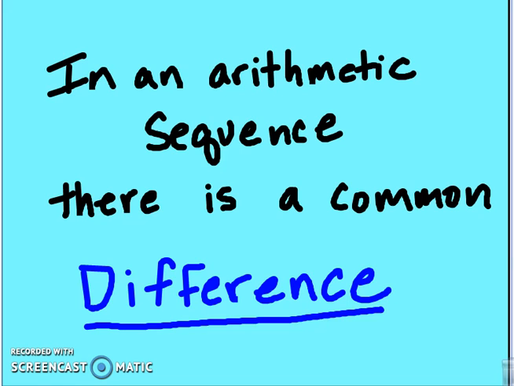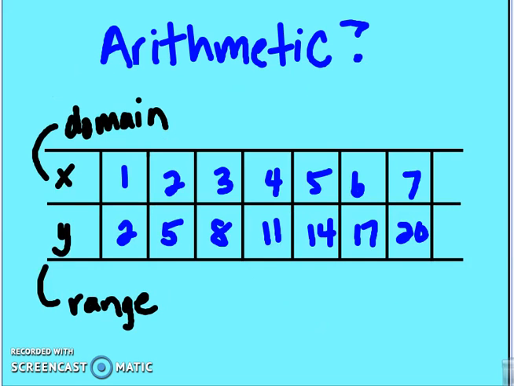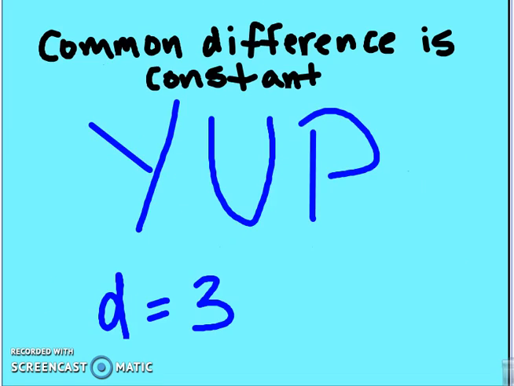All right, so the question is, does this table represent a function that is arithmetic? And the answer is yes, there is a common difference, and that common difference is 3.